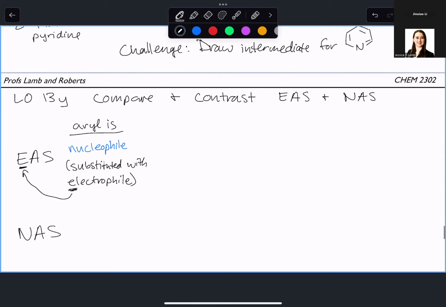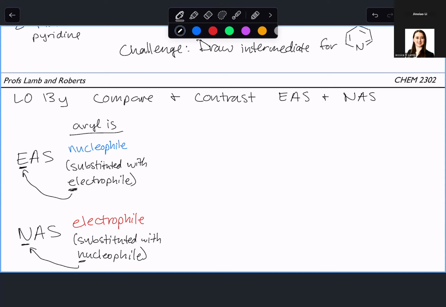For NAS, it's the opposite. The aryl ring is the electrophile, because it's being substituted with a nucleophile. Again, that's where the name comes from. NAS, substituted with a nucleophile. Therefore, the ring must be the electrophile. Okay.